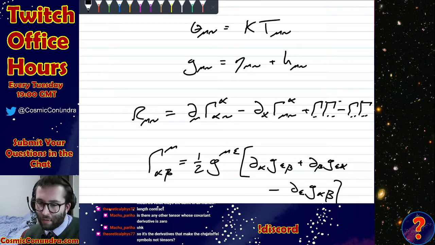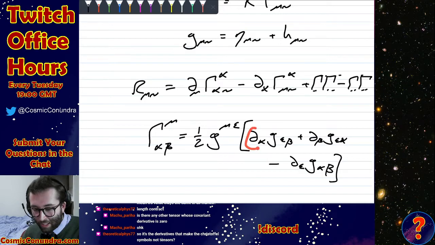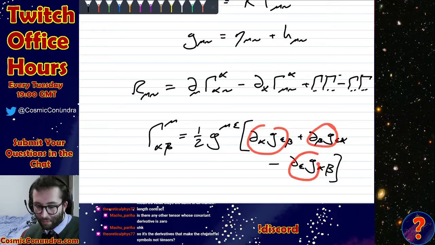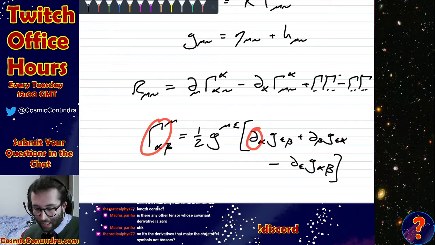Okay, so it's the derivatives that make the Christoffel symbols not tensors. Yeah, exactly, because these are ordinary flat space-time derivatives. So these things here will not transform tensorially under a general coordinate transformation. They will transform under a flat space-time coordinate transformation, but actually in flat space-time you can always arrange that these things here are 0, because your metric will not depend on position in flat space-time. So yeah, that's why these things are not tensors.